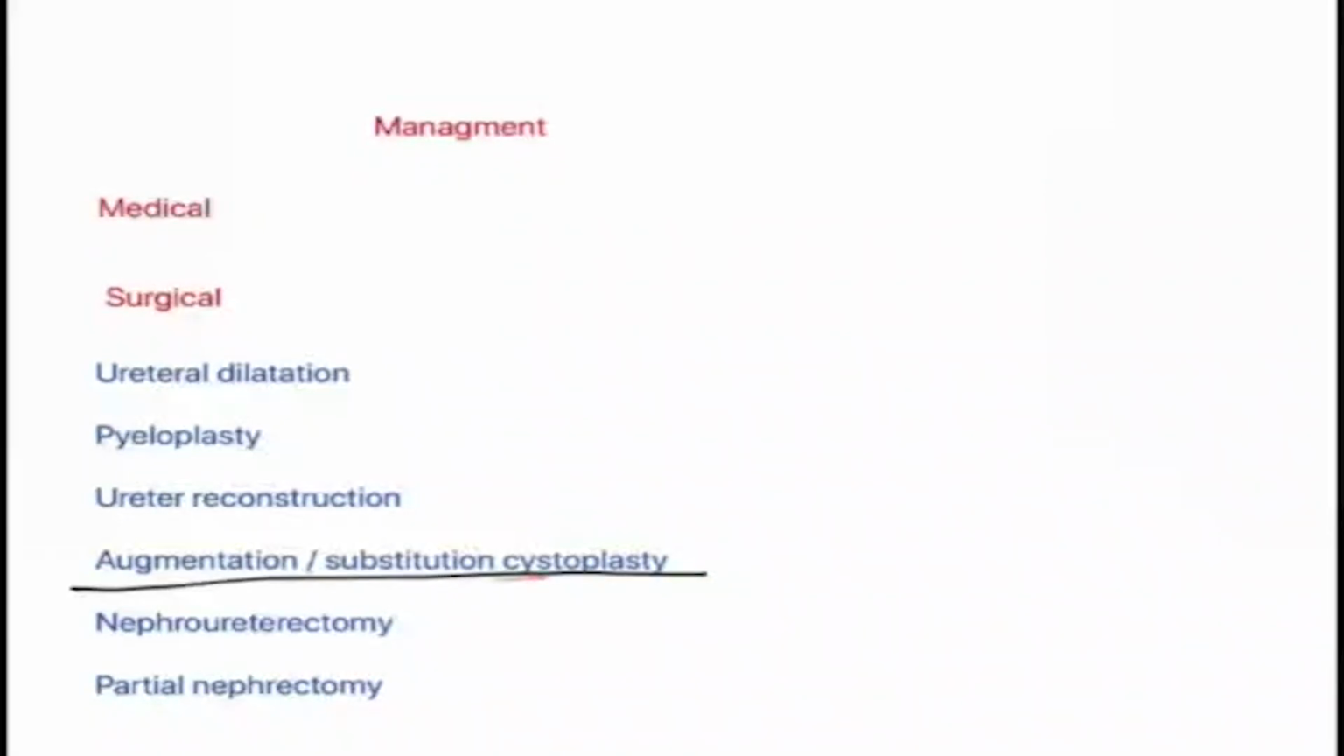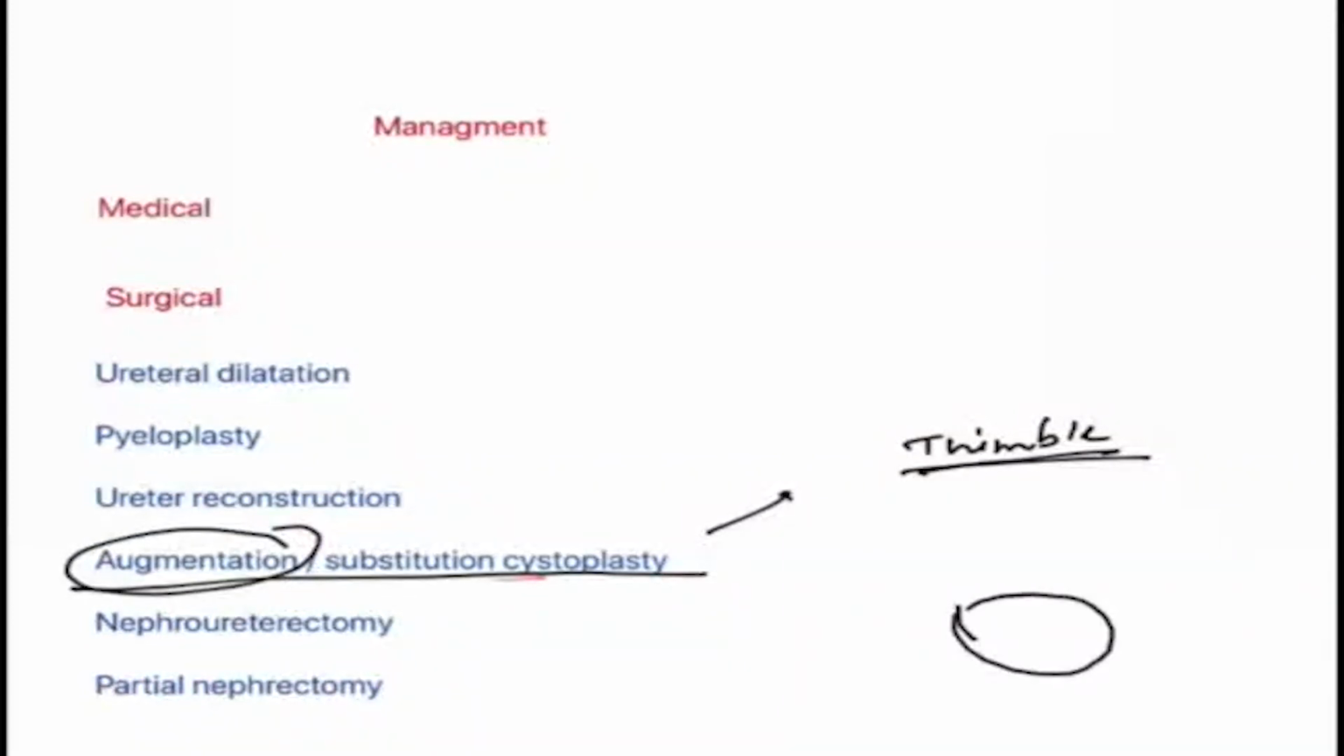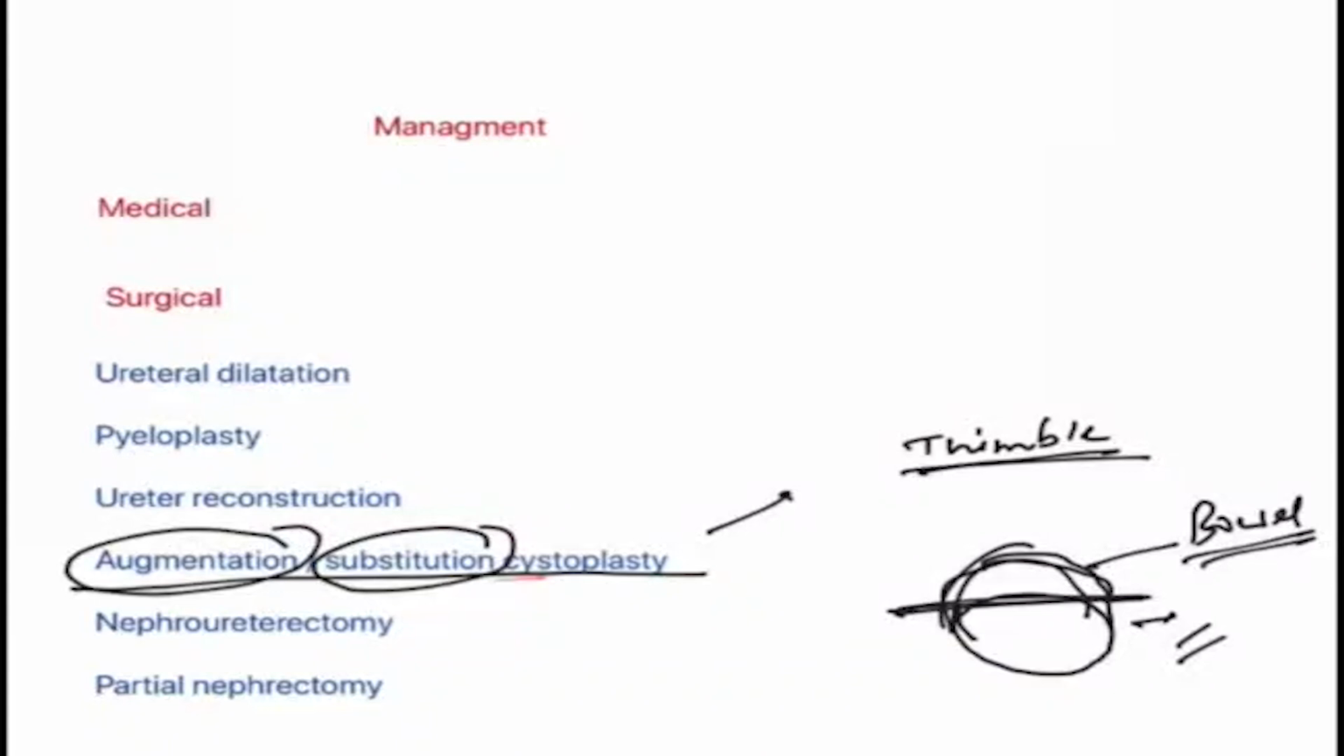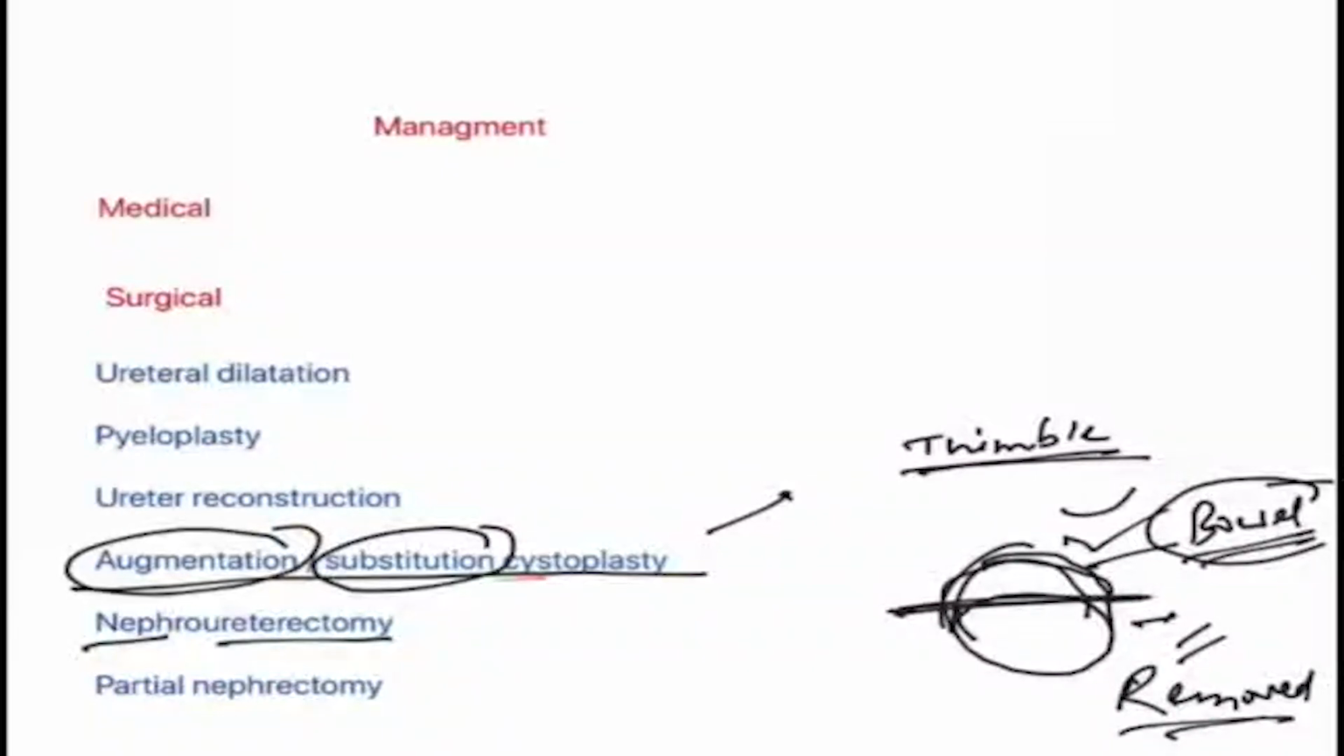Augmentation or substitution cystoplasty. This is done for thimble bladder when the capacity is very small. So in augmentation cystoplasty, this urinary bladder which is small, this portion is resected and an ileum loop or bowel loop is augmented here, so that the capacity of the urinary bladder is increased. In substitution cystoplasty, the whole of this bladder is removed and a new bladder is formed with bowel, that is ileum, mostly ileum.